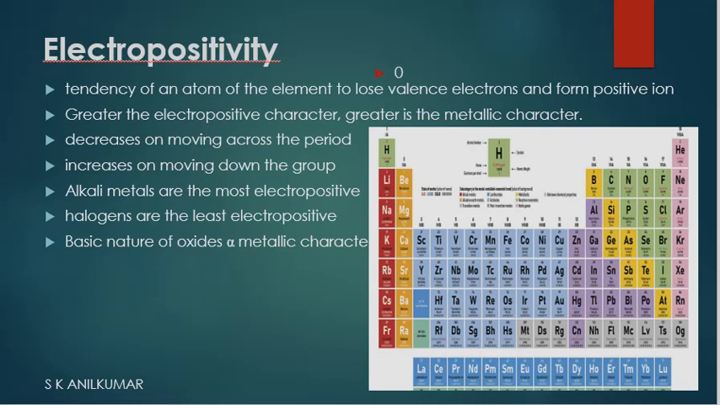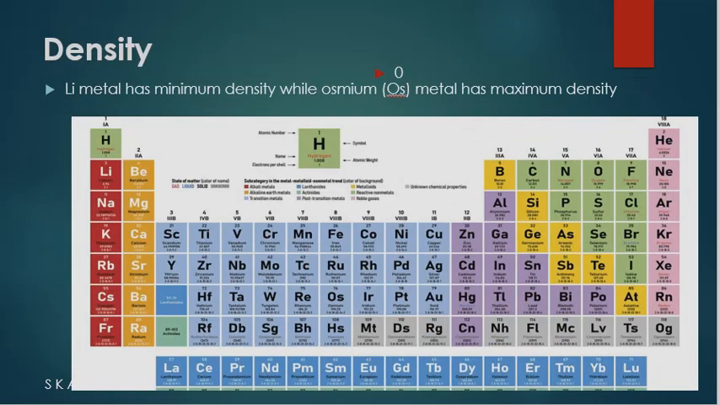The electropositivity decreases moving across the period, increases on moving down the group. The more you come below in the groups, you will have more electropositivity. Alkalis are more electropositive. Halogens are least electropositive. The basic nature of oxides is proportional to the metallic character. What is density? Lithium metal has a minimum density, while osmium metal has the maximum density.